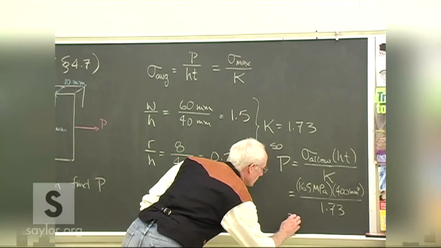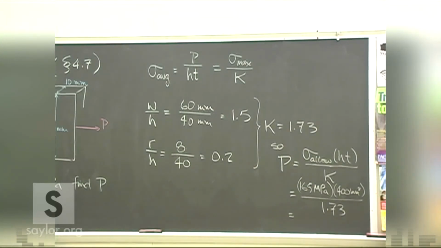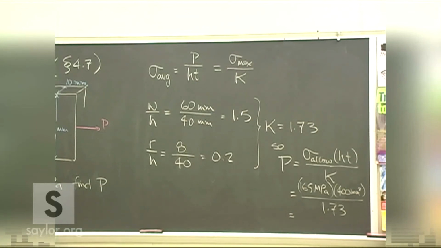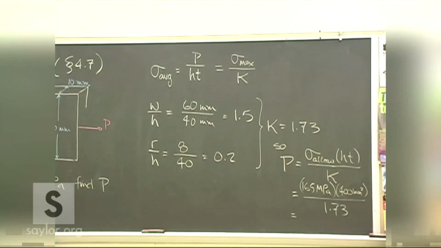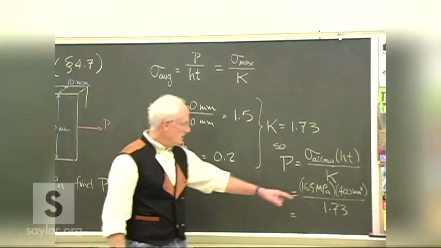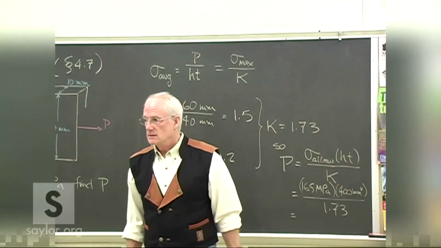Don't forget you got to watch all the exponents and the like. That's not what I had. Well, that didn't sound right either. Oh, don't forget, this is millimeters squared, so this is 10 to the minus 3 squared. Not just 10 to the minus 3.